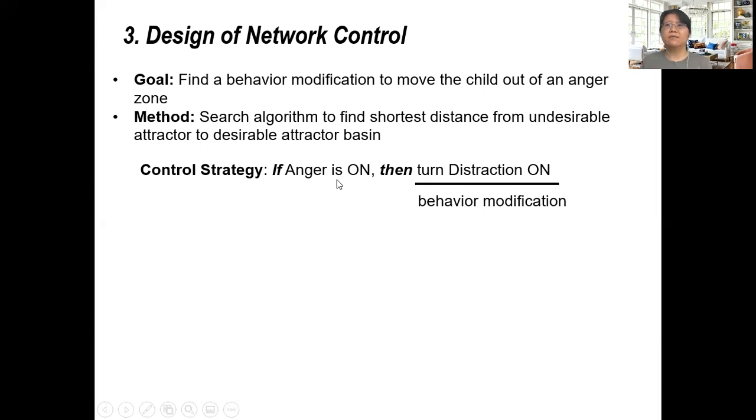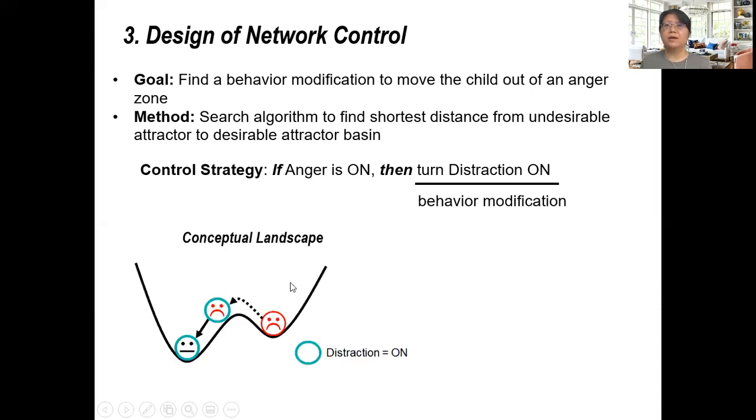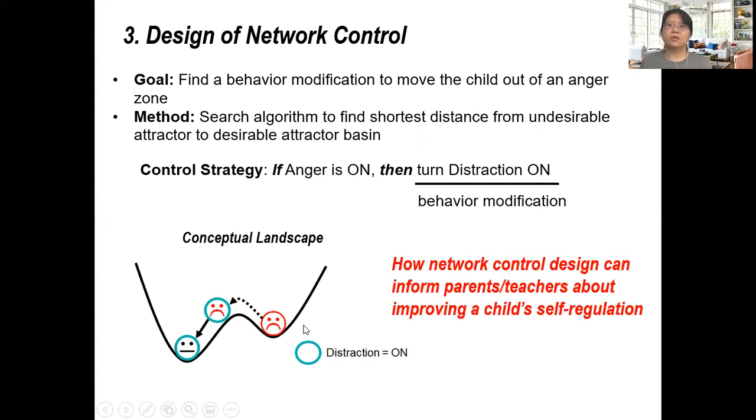If anger is on, then turn distraction on. And this "turn distraction on" is the behavior modification I was referring to. And the conceptual landscape will look like this. The child is stuck in anger, and by turning distraction on, we can move the child out of this attractor and into a more desirable attractor. And this network control design can inform parents or teachers about how to improve a child's self-regulation.